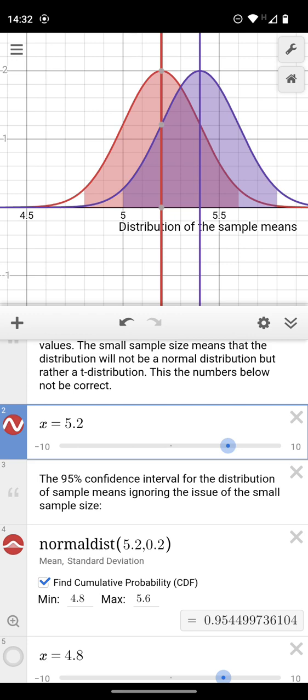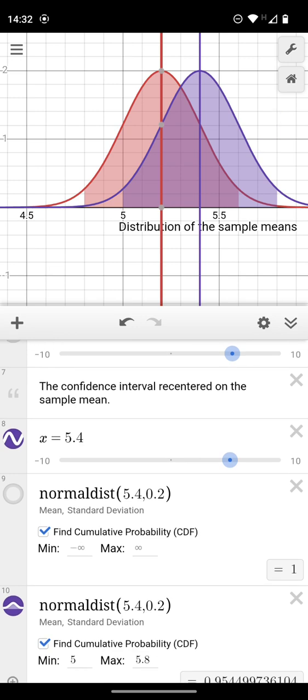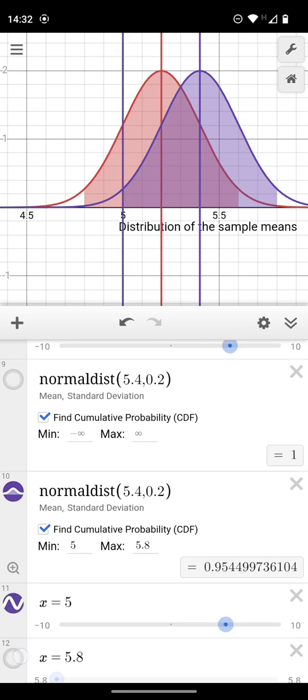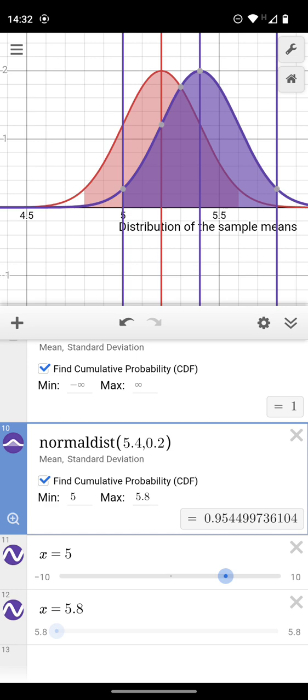In other words, this sample says that if we calculate the 95% confidence interval for this sample, it runs from 5 to 5.8. And 5.2 is between 5 and 5.8. Notice also, more importantly, that the purple curve and the purple shaded area that you see are the same as the red curve and the red area, just slid to the right. It's symmetric.